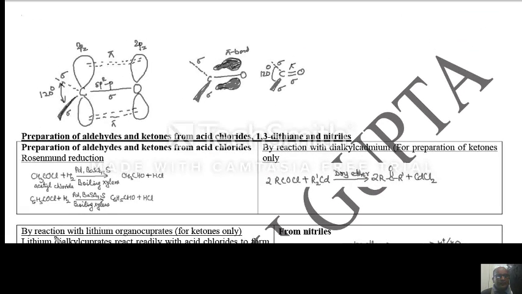We can also make it with the help of lithium organocuprates. Here it was dialkyl cadmium. This is an organometallic compound, right? R-M-X.